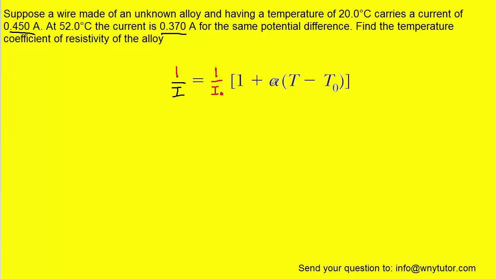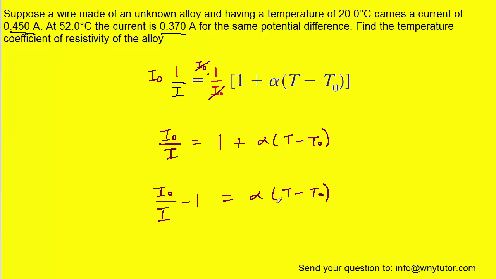So we're now ready to solve for the temperature coefficient of resistivity, which of course is alpha. And in order to solve for alpha, what we could do first is multiply both sides of the equation by I naught. And if we do that, we can see that on the right-hand side, the I naughts will cancel. We could next subtract 1 from both sides of the equation. And then finally, we could divide both sides of the equation by the term T minus T naught. On the left side, we're going to be left with a complex fraction, but that's okay. We'll be plugging in all the known values in just a moment, and that'll help simplify it.